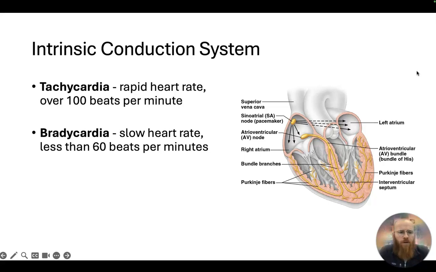Two really important key terms when it comes to physiology of the heart are tachycardia and bradycardia. Tachycardia refers to a rapid or elevated heart rate, typically over 100 beats per minute. Bradycardia refers to the opposite: a slow or lowered heart rate, lower than what we would expect at resting, which is typically around 60 beats per minute.